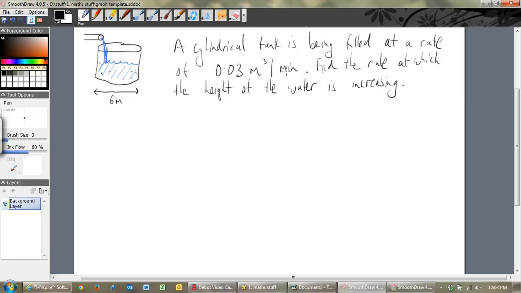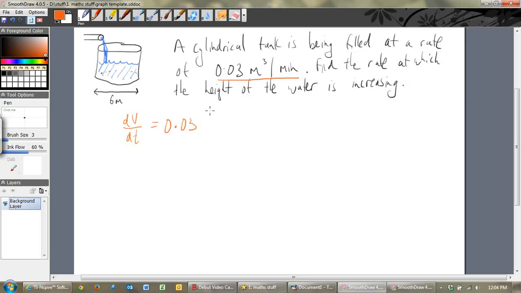Now, if you're not sure what that means, look at the rate there. What is that telling you? 0.03 meters cubed per minute. What is meters cubed a measurement of? It's volume. What is minutes a measurement of? Time. So what this means is that the rate of volume over time, in other words, the change in volume over time, V over T, meters cubed per minute, is equal to 0.03.